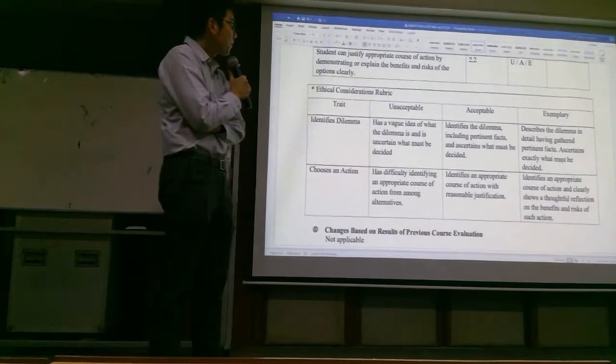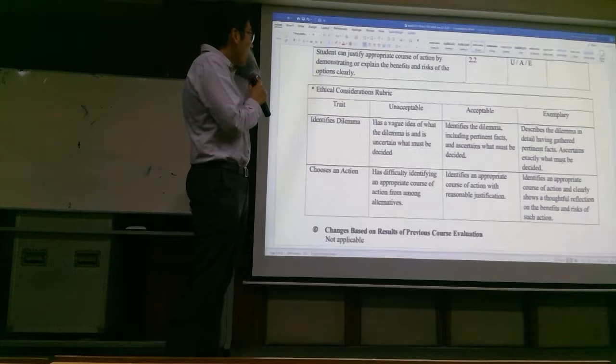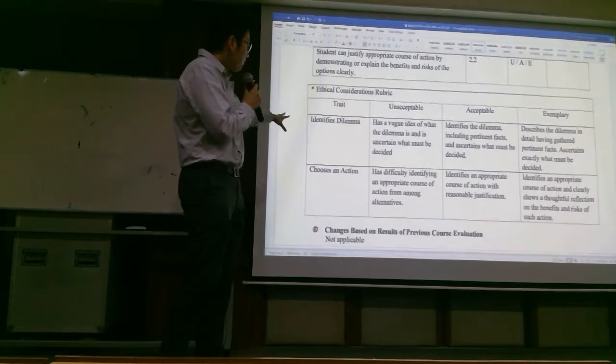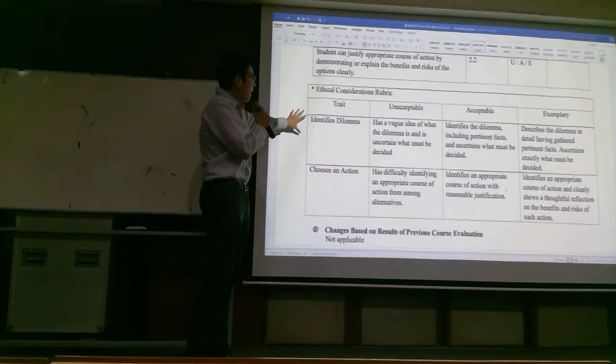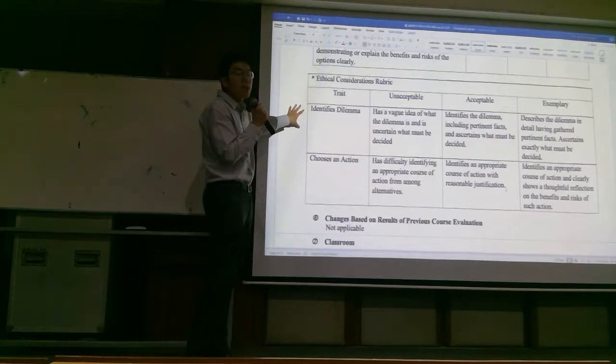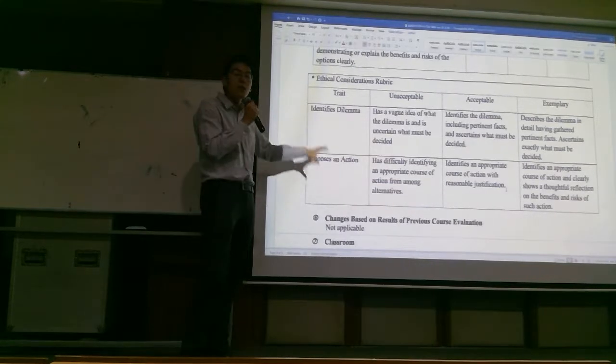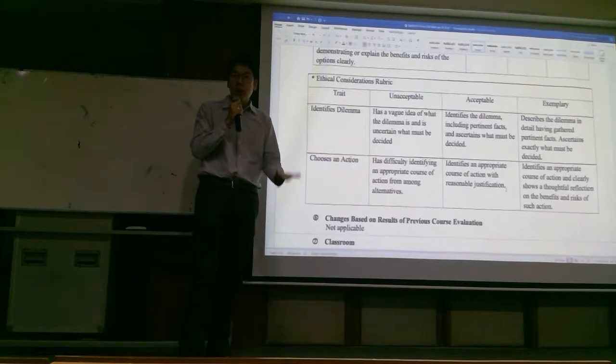And how do we go about this? So, I think the rubric here is a good summary of what this course is really meant to be. Identification of some dilemma, business dilemma you have to decide upon, and then identification of action, of how do I go about this.